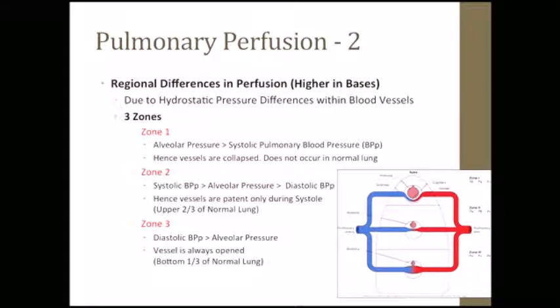In zone 2, your systolic blood pressure that comes from your right heart is higher than alveolar pressure, but diastolic pressure is lower than alveolar pressure. So your vessels are intermittently open, so they open and close with each heartbeat. And this is normally found in the upper two-thirds of a normal lung in an erect, standing patient. Zone 3, you have diastolic blood pressure always higher than alveolar pressure. So this is when vessels are always open, and this is normally found in the bottom one-third of your lung.